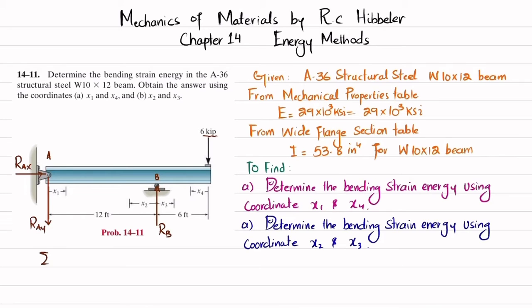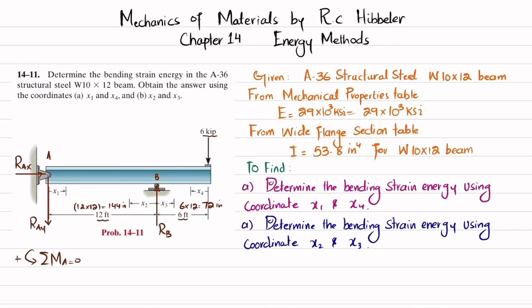So what will be the equations of equilibrium? The first equation of equilibrium is that the sum of all moments about point A is equal to 0, taking the counterclockwise moment as positive. You can see this length is 12 feet, so in inches it will be 12 times 12, which is equal to 144 inch, and this 6 feet will be equal to 6 multiplied by 12, which is equal to 72 inch.